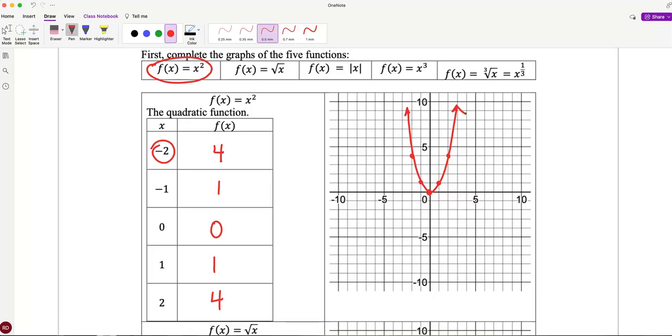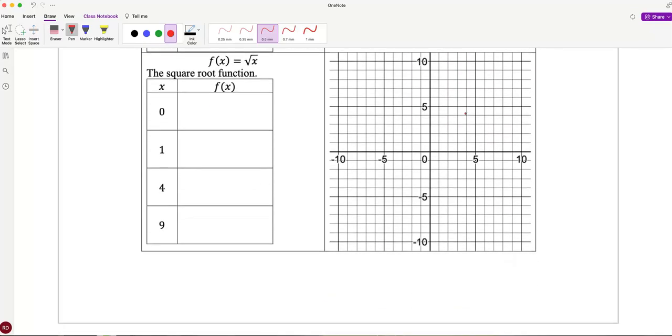Okay? Now let's look at f of x equal the square root of x. So the square root of 0 is 0. The square root of 1 is 1. The square root of 4 is 2. The square root of 9 is 3. So it's going to go through 0, 0, 1, 1, 4, 2, 9, 3. So here's the graph of this guy.